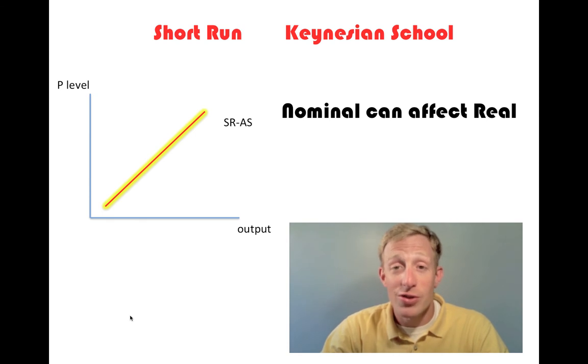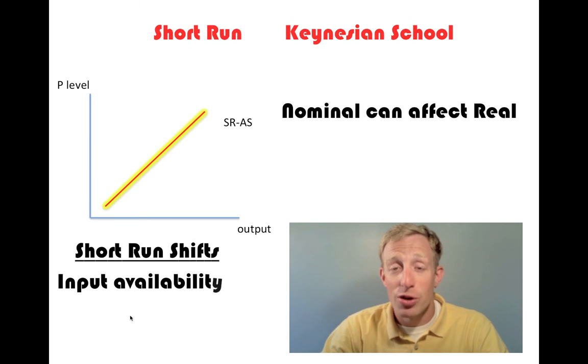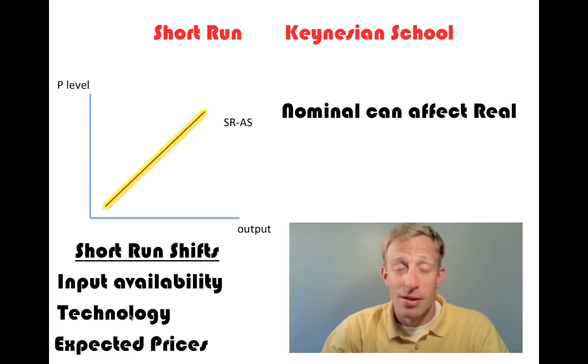The short run curve also doesn't stay put. It can change for the same reasons that the long run curve changes. It can change for short-run changes in input availability, for technological changes, but it can also change as a result of changes in expected prices. Things that you think might happen, but you don't really see those things happening. They don't really come to fruition, even though you think they will.